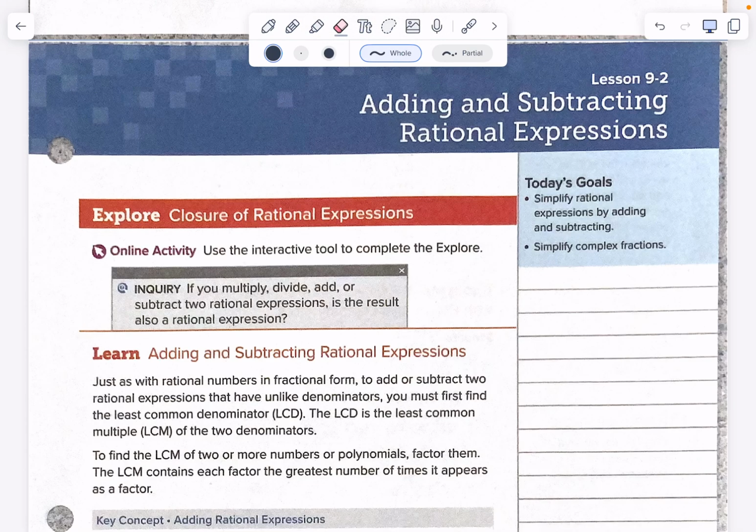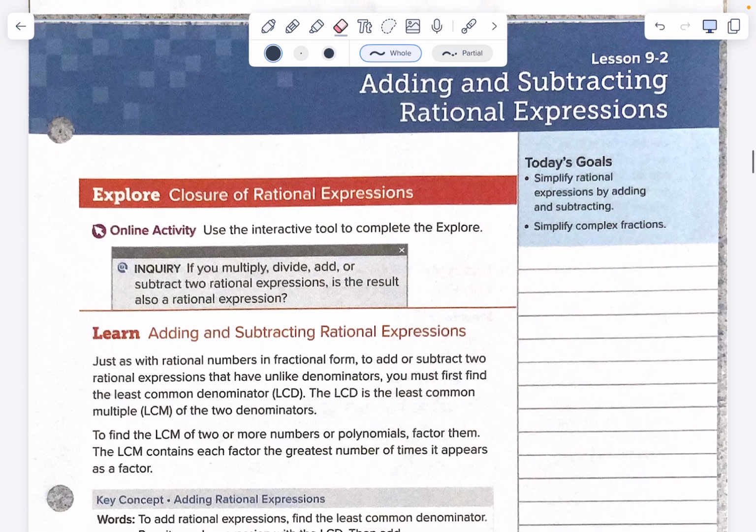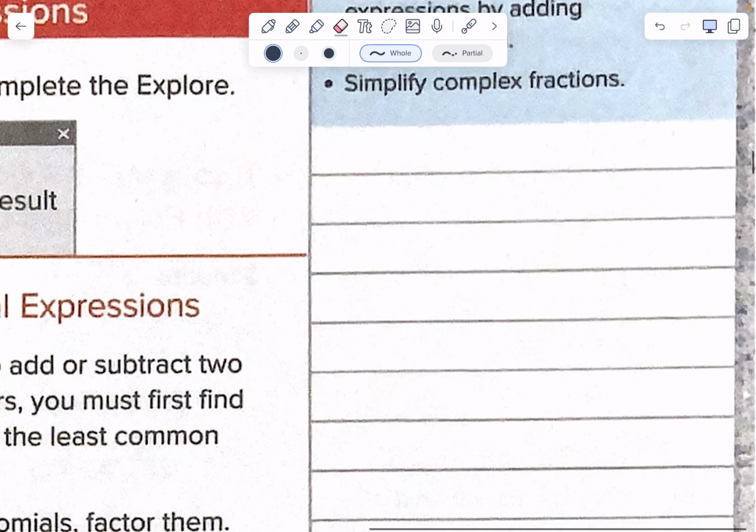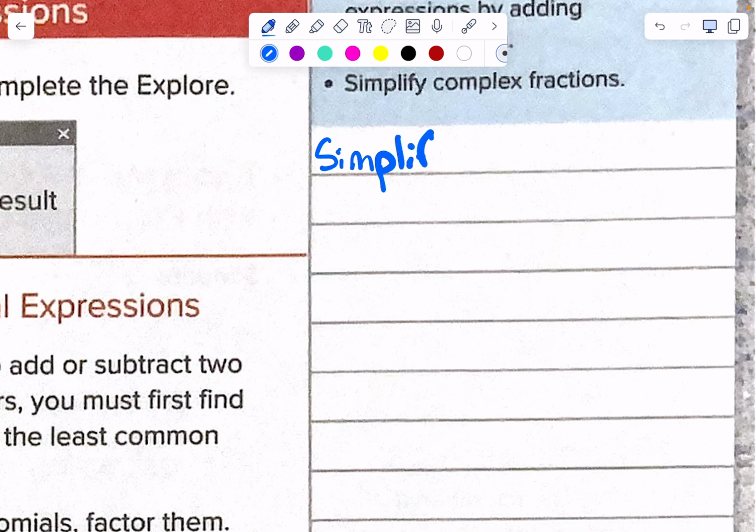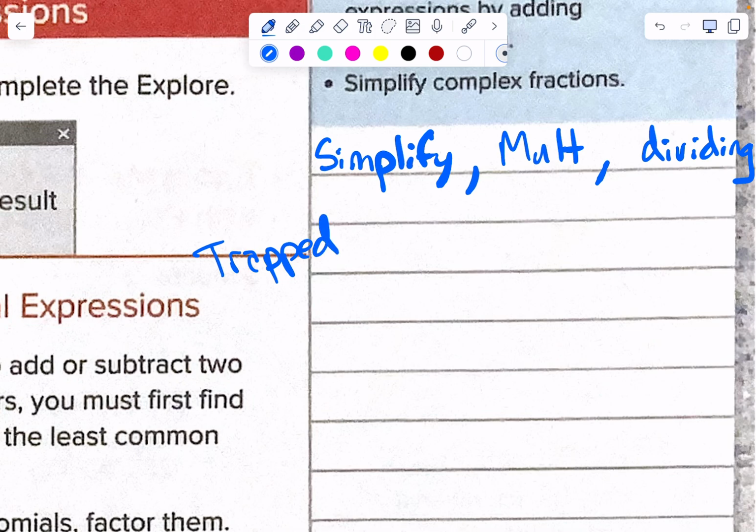We just got done with section 9.1. Just as a review, in section 9.1, we did three things: simplifying, multiplying, and dividing. We did that with things that were trapped and things that were not trapped.